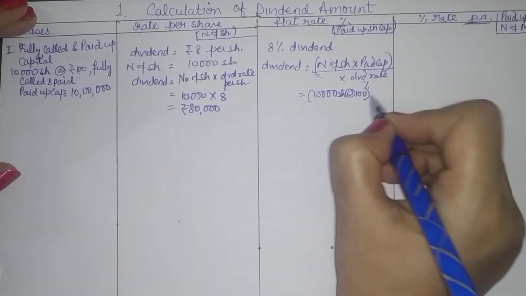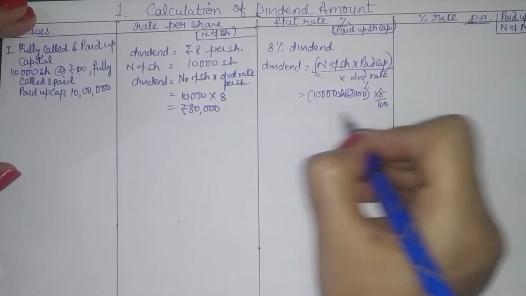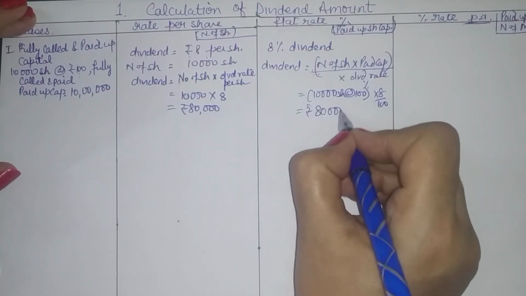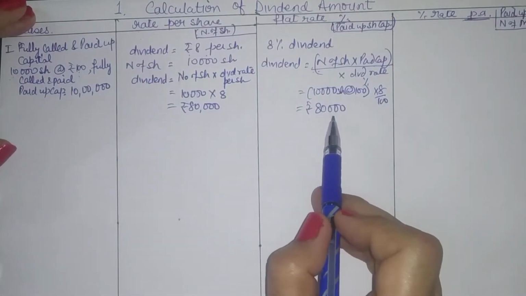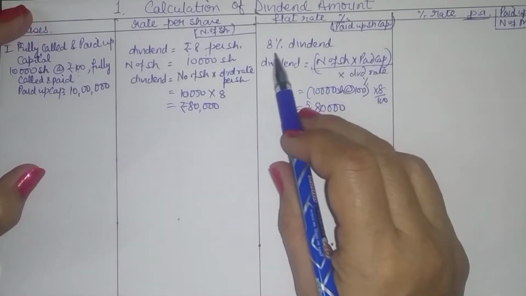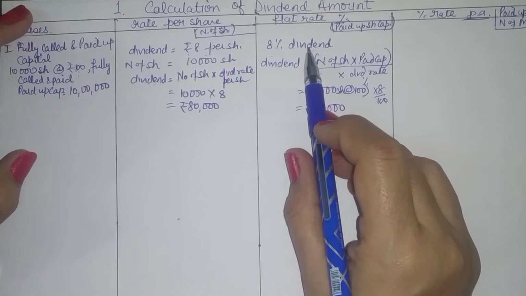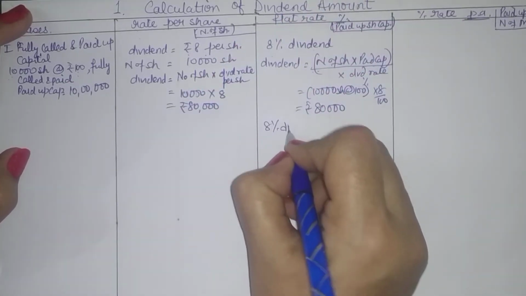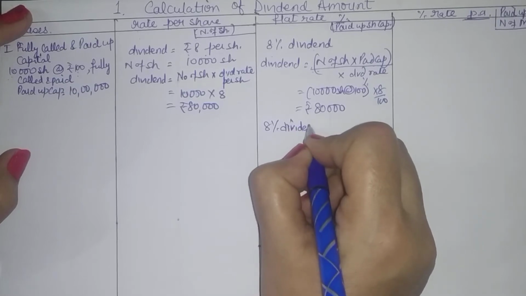That means 10 lakh rupees into 8%. That gives you 80,000 rupees. Now this can be converted very easily into this type of problem also, because a percentage can be applied on the paid up capital per share. That will give you rate per share.